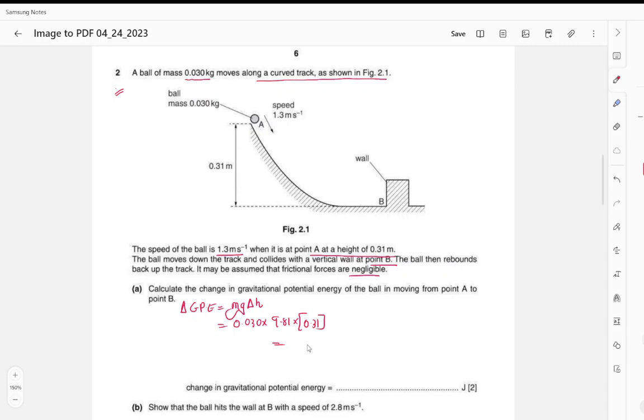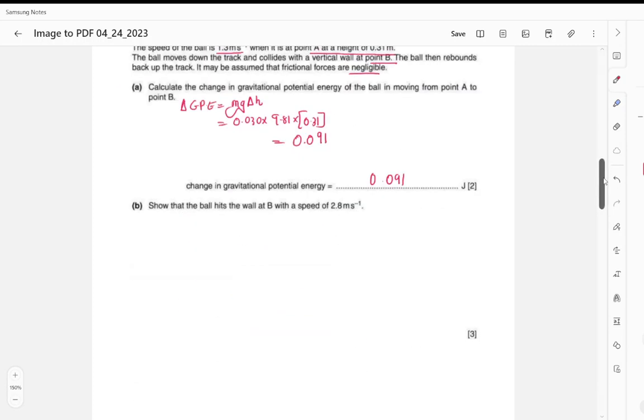Without a calculator, the calculations are going to be slightly complicated. So let's see, 0.030 multiplied by 9.81 multiplied by 0.31. And this gives me a value of 0.091 joules. So that does it. Let's move on to the next question.